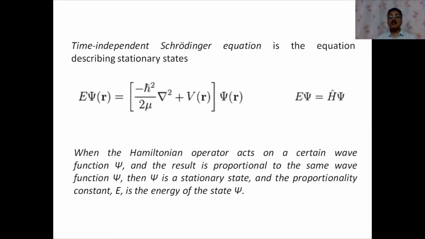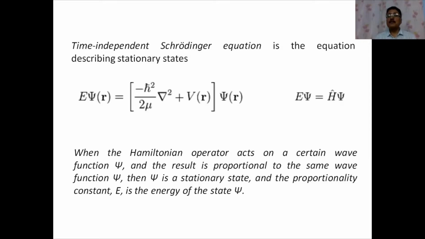When the Hamiltonian operator H acts on a certain wave function ψ, and the result is proportional to the same wave function ψ, then ψ is a stationary state and the proportionality constant E is the energy of the state. Mind it, generally whenever we solve this equation for any system, the values of E come out to be discrete. E does not come out to be continuous. Now this does not mean that there is difficulty in solving this equation to get continuous values of E. Rather, the quantization, or the discrete value, comes as a natural consequence in quantum mechanics.